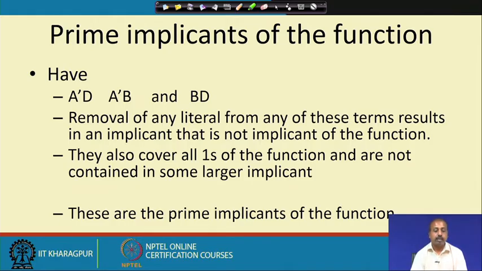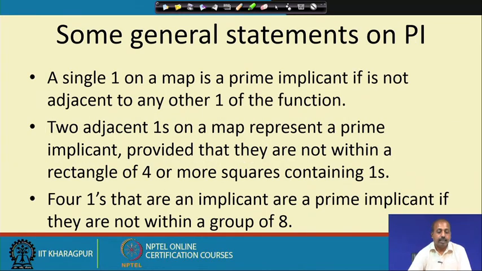So, these A bar D, A bar B and B D are covering all the ones, but none of the ones remain uncovered, and they are not contained in some larger sized implicant. So, these are called prime implicants of the function. This way I can say that a Karnaugh map is nothing but a collection of implicants. Out of them, some are prime implicants, and some of them are essential prime implicants.